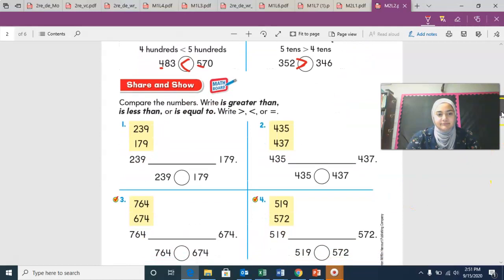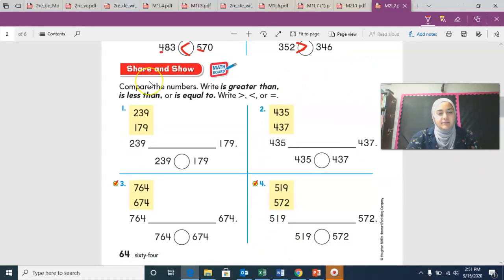All right, let's go on. Compare the numbers, right? Is greater than, is less than, or is equal to. So we have the number ones, tens, hundreds. This is what you're going to do on all of the problems. You're going to write ones, tens, hundreds. You're going to draw your division line.